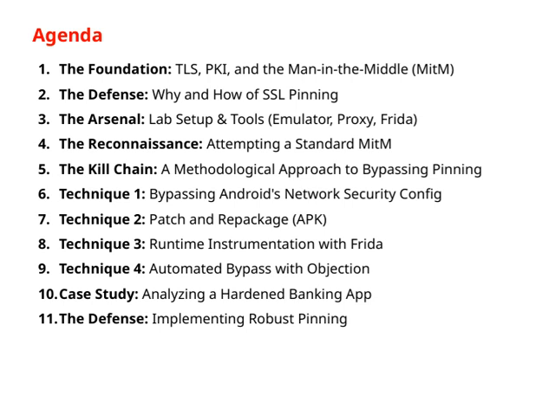The kill chain approach is a systematic method for bypassing pinning. It involves understanding each step an attacker might take and developing strategies to counteract or bypass these measures. We explore several techniques to bypass pinning. First, bypassing Android's network security config, which can sometimes disable pinning protections. Second, patching and repackaging the APK to remove pinning checks. Third, using runtime instrumentation with FRIDA to manipulate code on the fly. Fourth, leveraging automated tools like objection for quick bypasses.